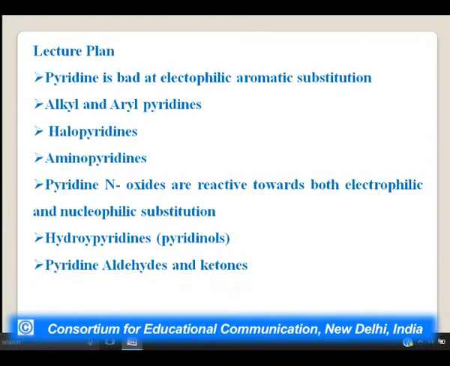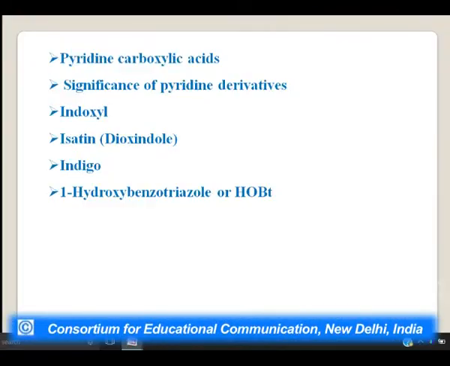Today's lecture plan: pyridine is bad at electrophilic aromatic substitution. How? Alkyl and aryl pyridines, halopyridines, aminopyridines, and pyridine N-oxides are reactive towards both electrophilic and nucleophilic substitution reactions. Then pyridinols, pyridine aldehydes and ketones, pyridine carboxylic acids, the significance of pyridine derivatives, then derivatives of indole like indoxyl, isatin, indigo, and 1-hydroxybenzotriazole, or HOBt in short.